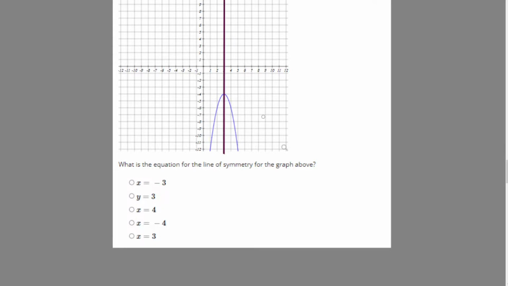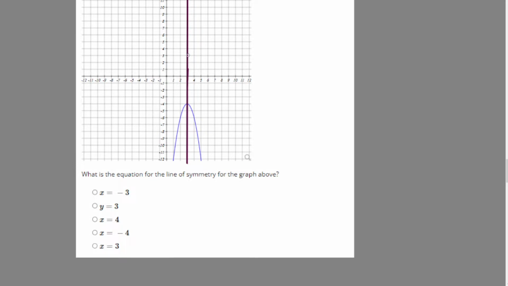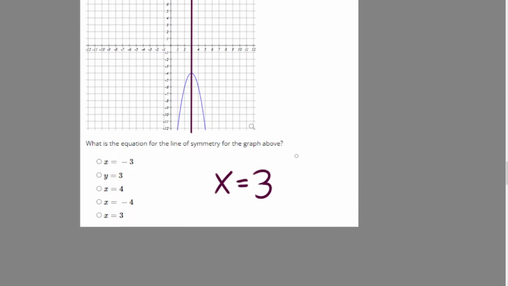So now we need to find the equation of this line. When you have something going straight up and straight down, you know it's going to be an x equals, because all of these x values are 3. This x value is 3, this x value is 3. So x equals 3, no matter the y value. So we can get rid of all of the y's. There's only one y. And then we know it's not a -3 because it's right here. And we know it's not a -4. We know it's not a 4 because that doesn't look symmetrical. It's just going to be x equals 3.